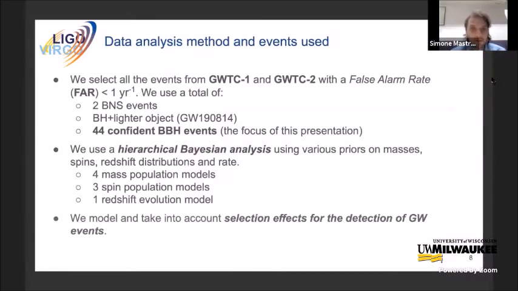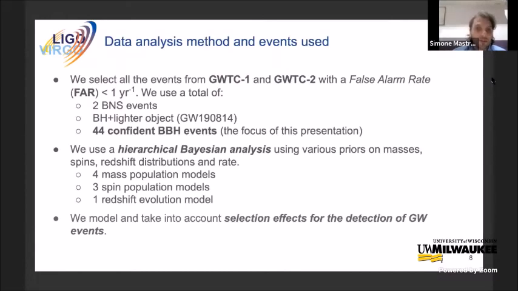So how do we do that? We select all the events in our GWTC1 catalog, so O1 and O2, plus GWTC2 catalog, O3A, that have a false alarm rate lower than 1 per year, which means that the possibility that noise fluctuations will produce such a candidate is lower than 1 per year. If we do that, we end up with a reduced catalog for this paper of 2 binary neutron star events, one event which has the primary mass of a black hole and an unknown lighter object, GW190814, and 44 confident binary black hole events, which are the main focus of this paper.